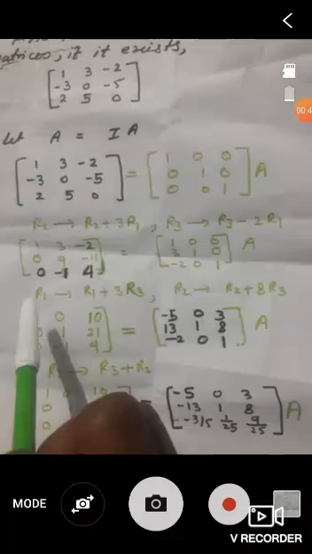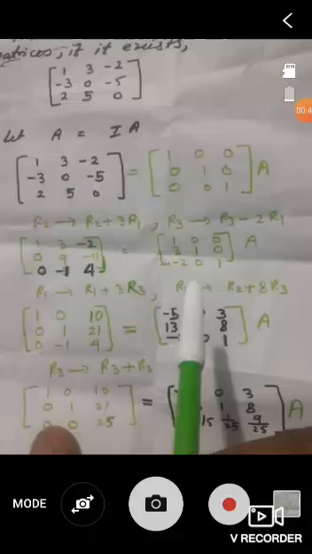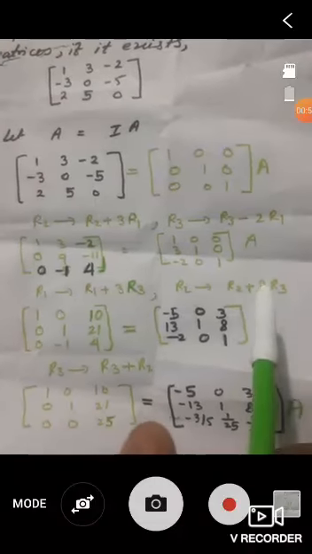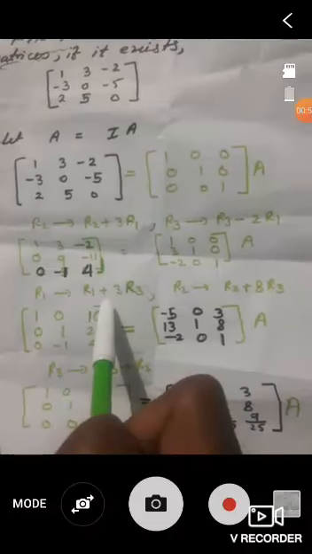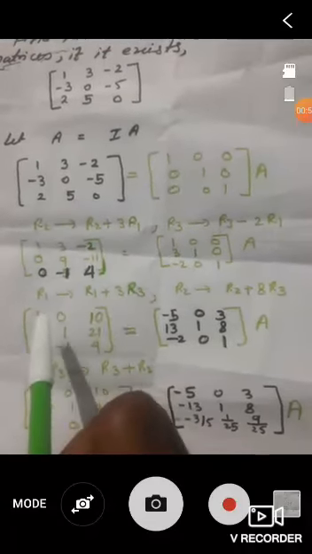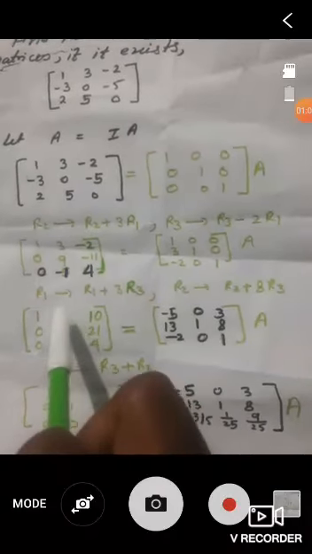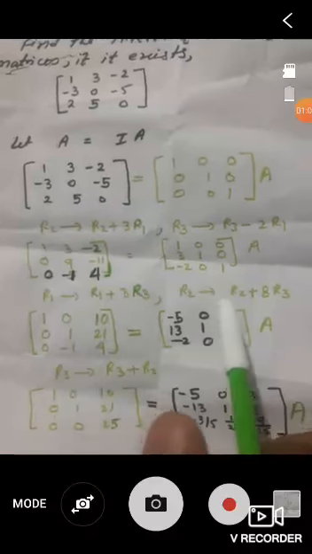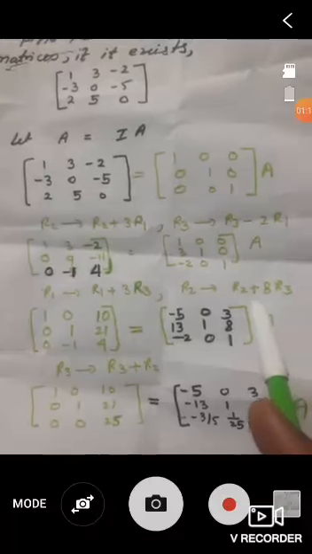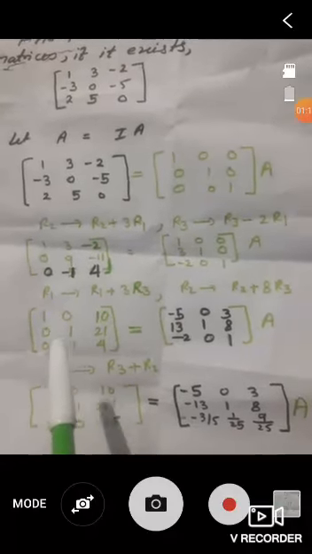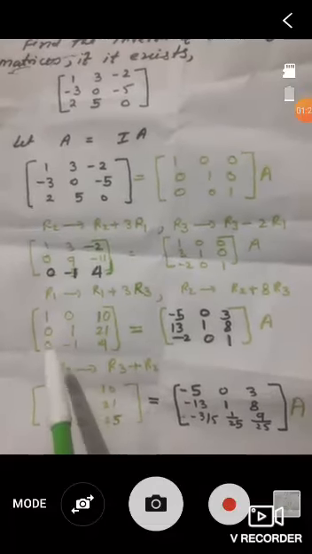Now I will apply the next valid operations: R1 changes to R1 plus 3R3 and R2 changes to R2 plus 8R3. The reason for the first operation is that I want to convert the first row second element into 0, and the reason for the second operation, R2 changes to R2 plus 8R3, is that I want to convert the second row second element into a unit. Finally we will get a new matrix.